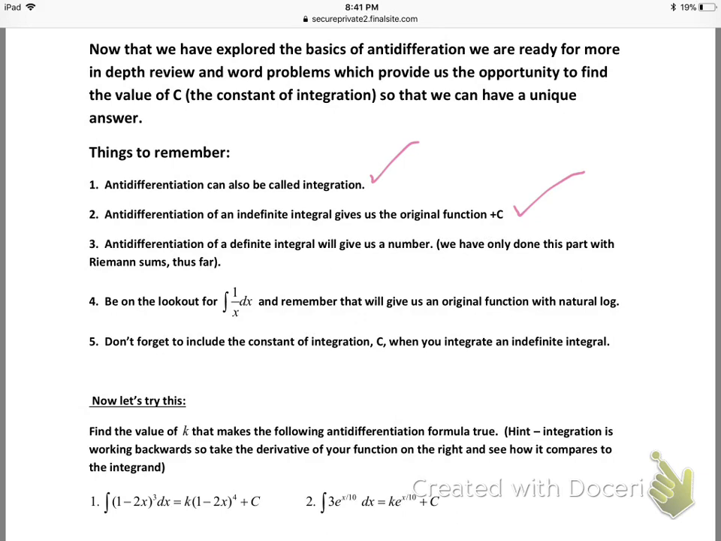Anti-differentiation of a definite integral will give us a number. Okay, so we haven't done that yet. We have estimated it using Riemann sums, and we'll get to doing definite integrals when we get to 6.3. Okay, that's done. Be on the lookout for 1 over x. Remember, that's going to be natural log. And don't forget to always include the constant of integration.